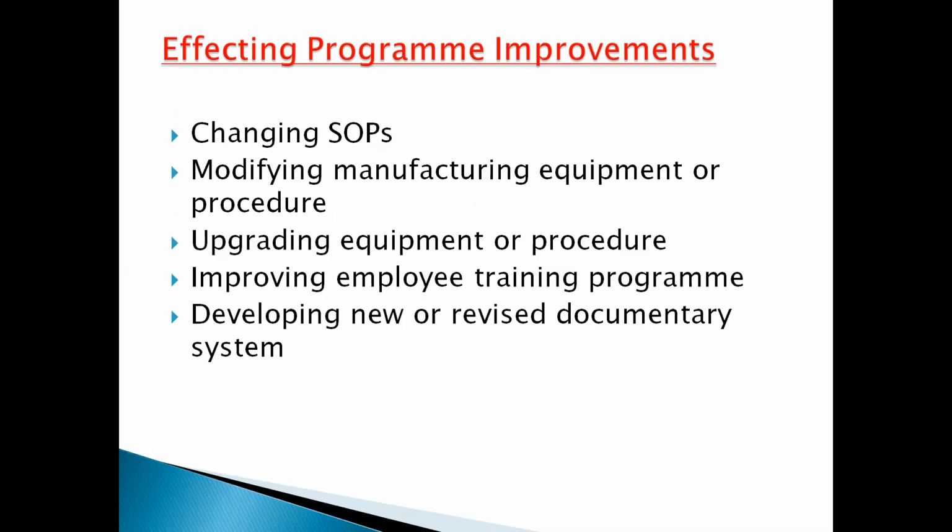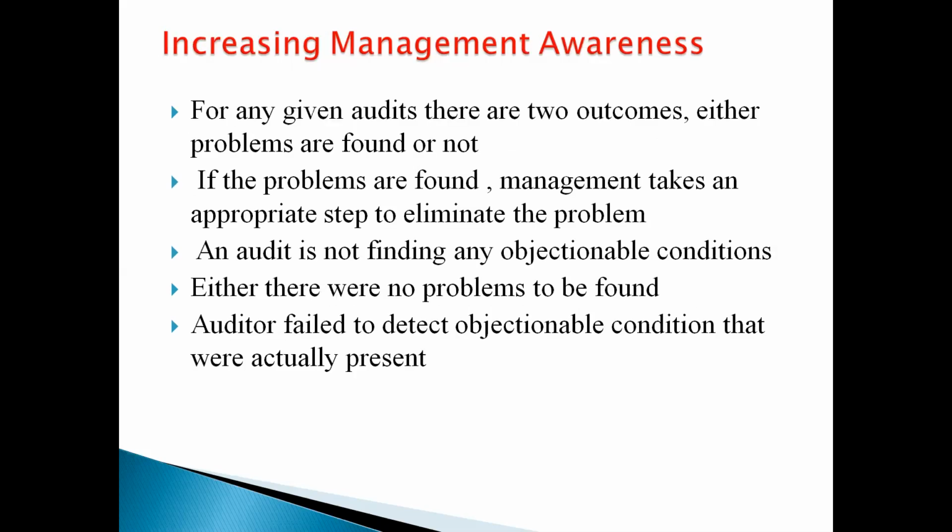And effecting program improvements. What can we have? Changing the SOPs. We can modify manufacturing equipment or procedures, and upgrading the equipment or procedures can also be done. Improving employee training programs and developing new or revised documentary systems. Okay, that is one. Then increasing management awareness is also an important aspect.